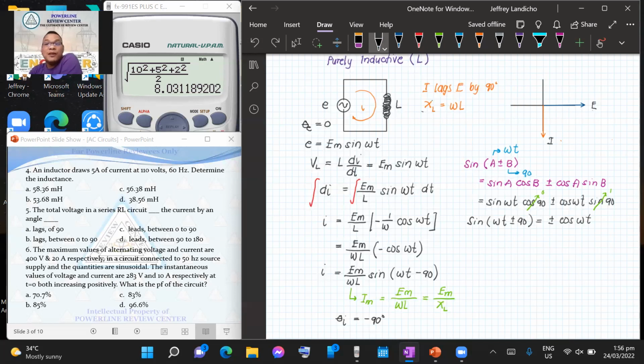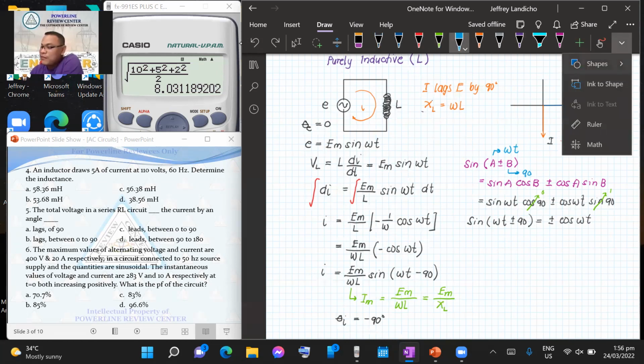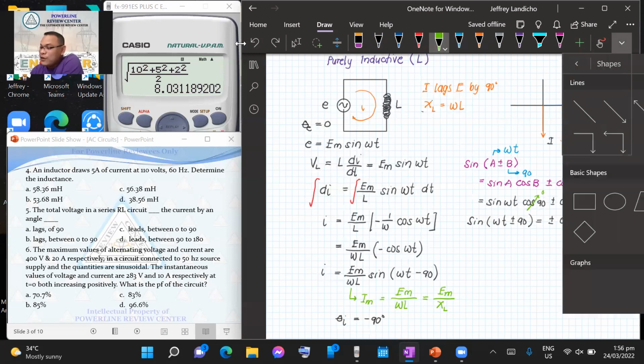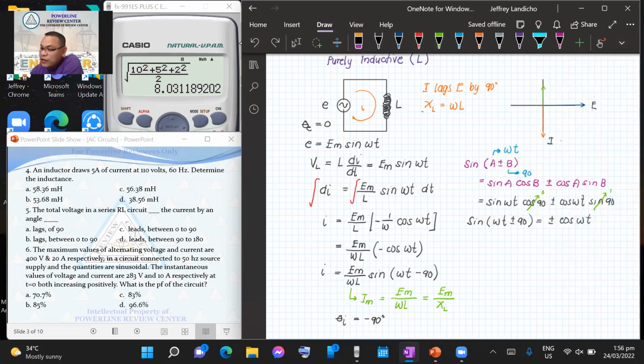So therefore, by Ohm's law, where is the direction of our X sub L? The X sub L is at the positive y-axis. So this is our X sub L, which is why its angle is at positive 90. By Ohm's law. We know from the Argand diagram that the y-axis is the axis for imaginary numbers, so above is positive j, below is negative j, and the x-axis is the axis for real numbers. So X sub L is at positive 90. Okay? So that is the behavior.